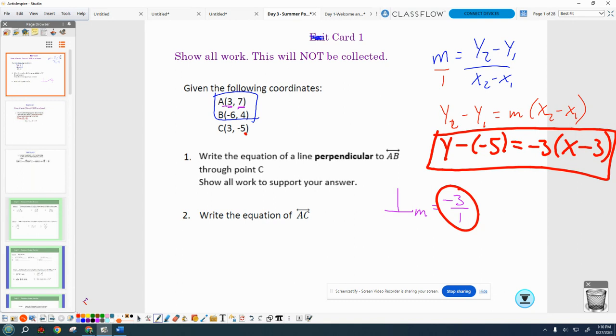We have been beating it into your head that you need to get the y equals mx plus b form. You might still find that useful for some later application, but that's not what we're looking for here. Okay?